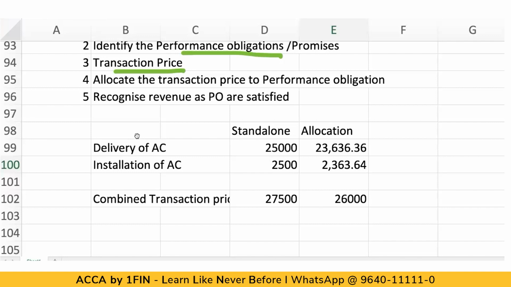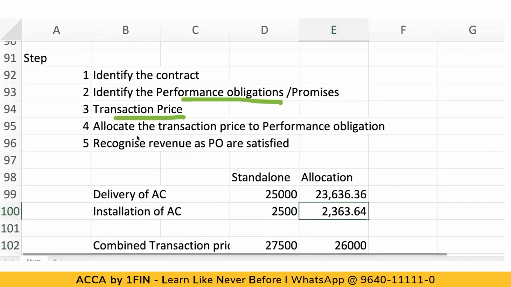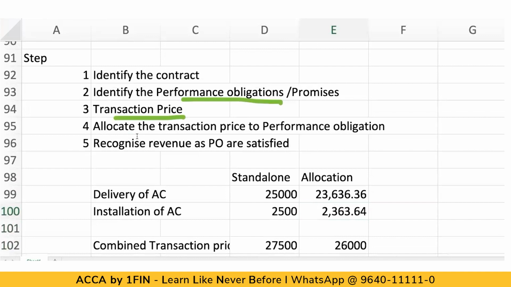Now, when we say identifying the contract, there has to be a contract. A contract can be written, verbal, oral, implied, whatever it is. There must be a contract. When we say contract, both parties are obliged to perform their respective parts. In the contract itself, you must be able to identify the transaction price, how much is payable by the customer to the supplier. You must be able to identify the various performance obligations, and each performance obligation should be distinct.